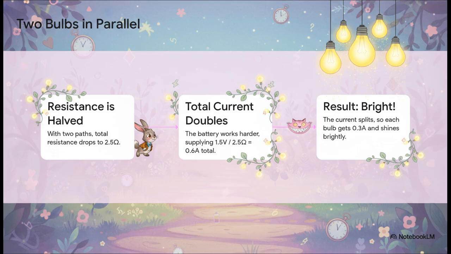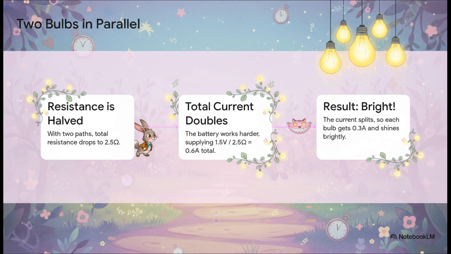Okay, now for the parallel circuit. Brace yourself, because this is where it gets a little weird. By adding a second path for the electricity, you've actually made it easier for the current to flow. Think about it like opening a second checkout lane at the grocery store. The overall line moves faster. The total resistance of the whole circuit actually goes down. With two identical bulbs, it gets cut in half to just 2.5 ohms.